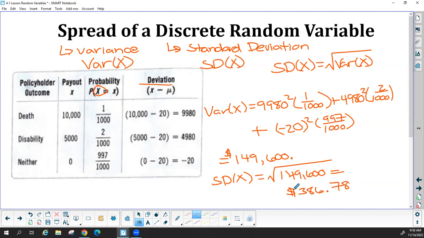That's not so large. So the payout on average was going to be $20. And so the standard deviation means give or take $386.78 on average. So quite a large spread here and a small average payout. So the point here right now is to be able to calculate these values. We find the deviations, square those deviations, and then multiply them by the probability they happen.